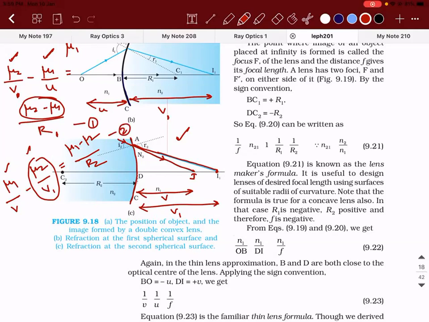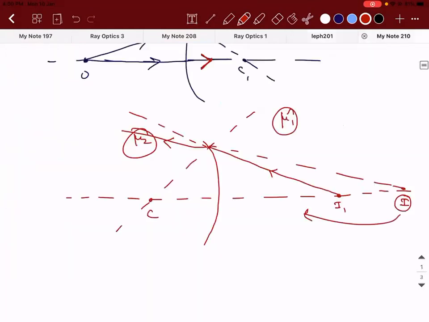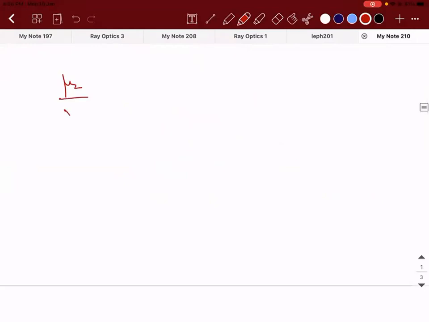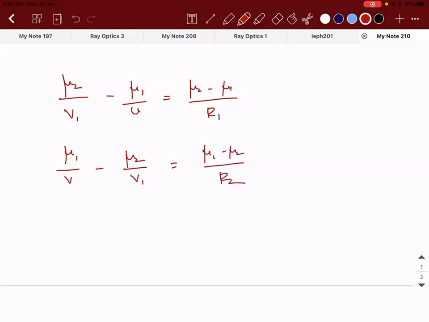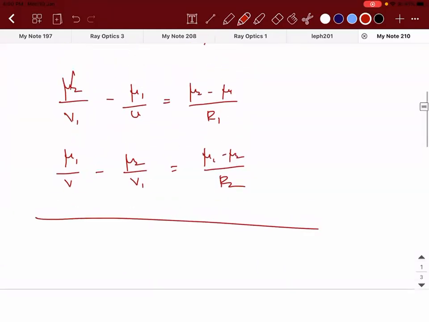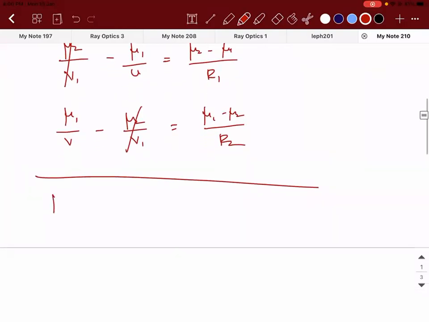Now, when you add both these equations, what is going to happen? Mu2 by v1 and mu2 by v1 will get cancelled. So let me finish this, then we can end the session. What has happened? Mu2 by v1 minus mu1 by u is equal to mu2 minus mu1 divided by r1. Similarly, mu1 by v minus mu2 by v1 is equal to mu1 minus mu2 divided by r2. Now, when you add both, this and this are gone. So mu1, if you take it out, 1 by v minus 1 by u is equal to mu2 minus mu1 into 1 by r1 minus 1 by r2.